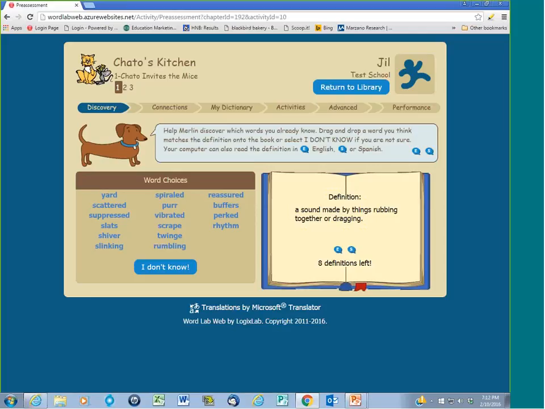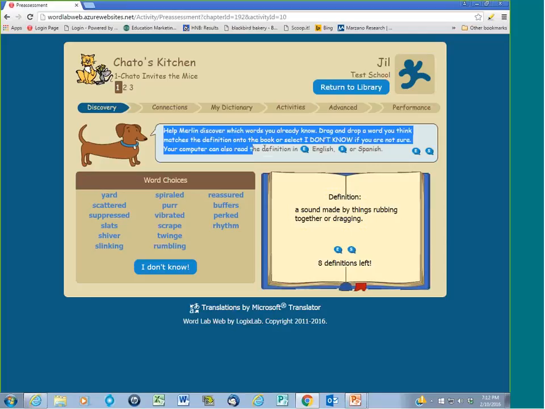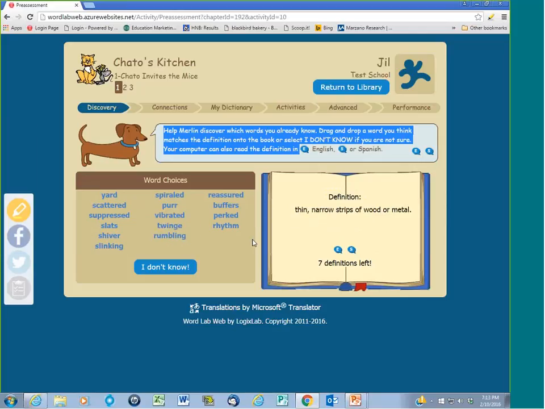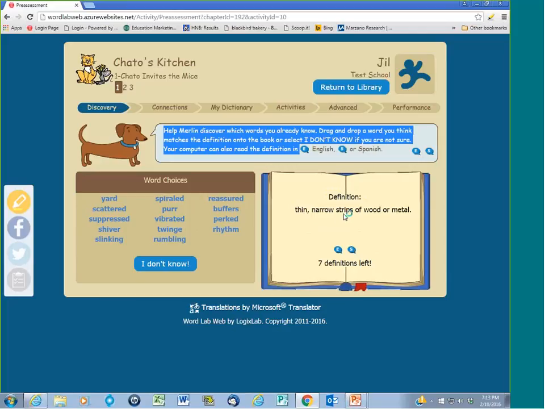Now, if you don't remember, the directions will always be up here. You can listen to them in both English or Spanish. And you can also listen to many other parts of the program in English and Spanish. For instance, the definition here. I'm going to say that the sound made by things rubbing together is a scrape. Now, scrape can have other meanings, but in this particular book, we're going to stick with the meaning that was used in this book.